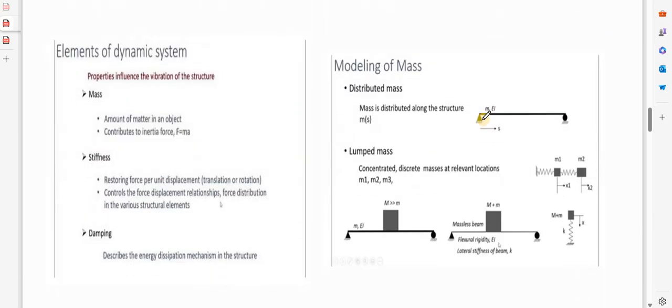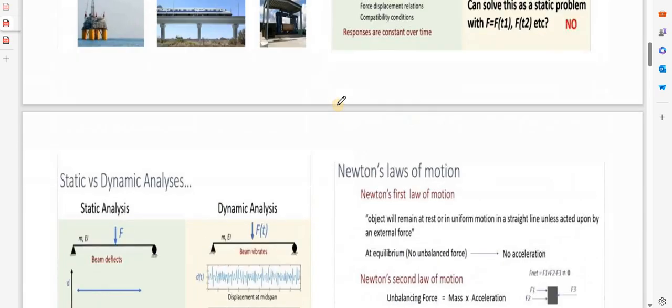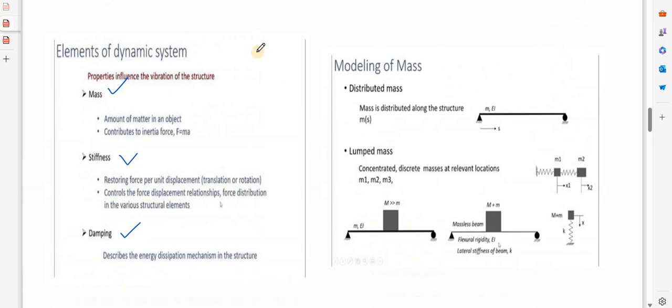Now whenever I am going for a dynamic analysis, I have three elements: mass, stiffness, and damping. Let us look into each of these elements today. So first of all, how can I model the mass? I have a system, for example a water tank. Let us choose a water tank. A water tank is there like this.